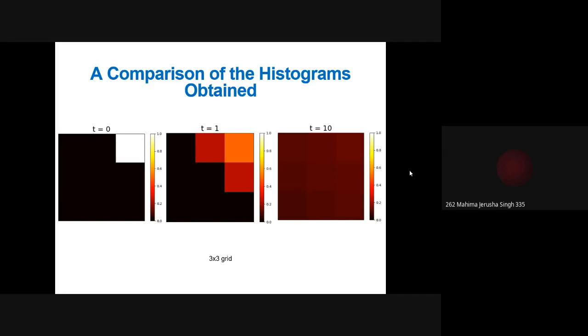And since it did not move into the other sites, that automatically becomes 0. The probability for the other sites becomes 0. Then in the next one, T is equal to 1.